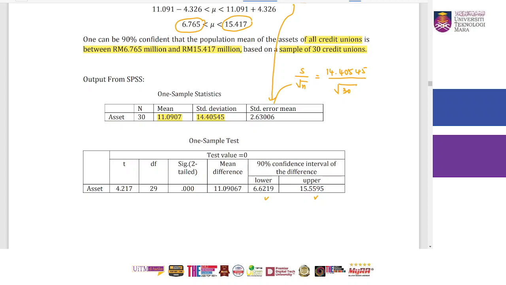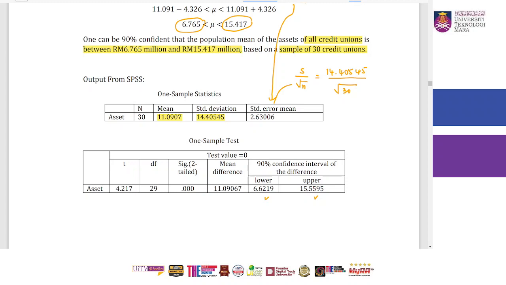Dapat tak? So saya kira yang depan dia. So 1.699 and then multiply with 2.63006 and plus 11.09. Okay, so saya akan dapat ini.